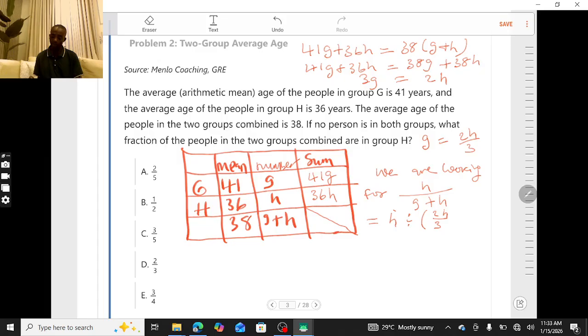So H divided by 2H over 3 plus H, right? The whole of G is 2H over 3 and H is still H, right? Can you resolve that one? Can you resolve the bracket? 2H over 3 plus H. Okay.